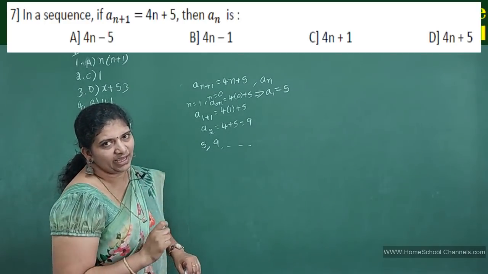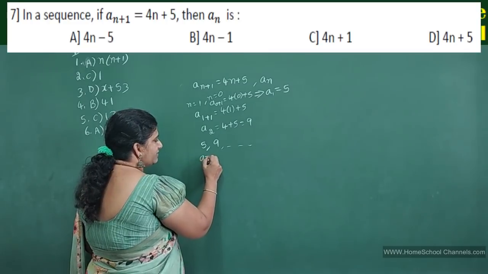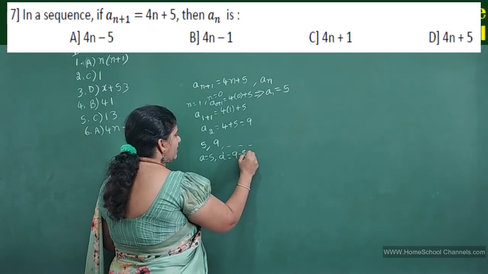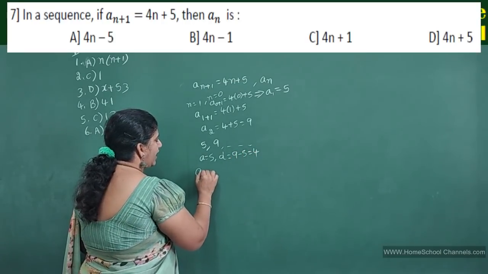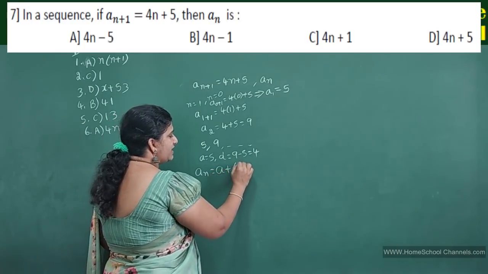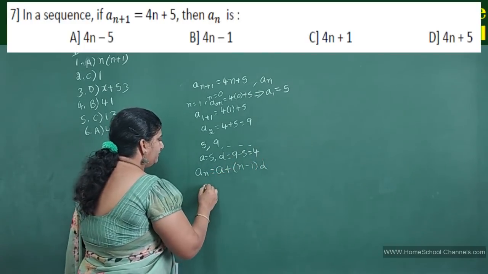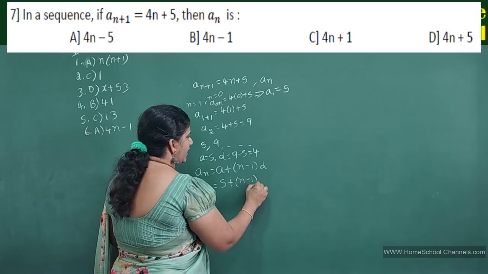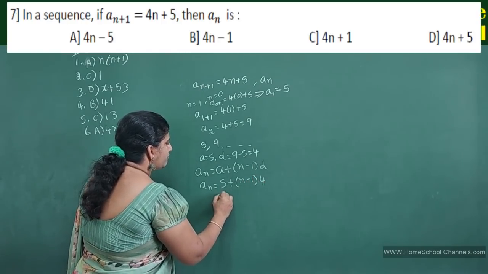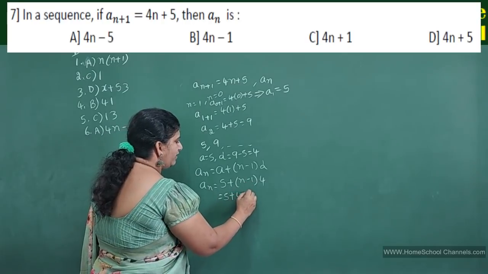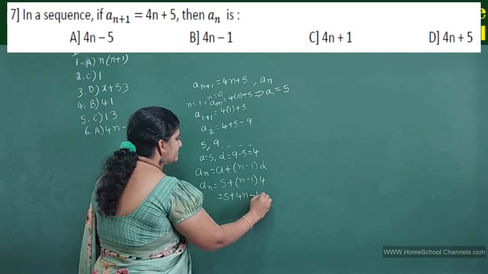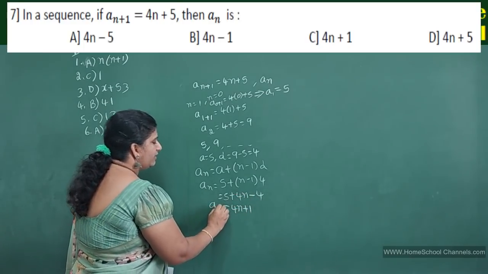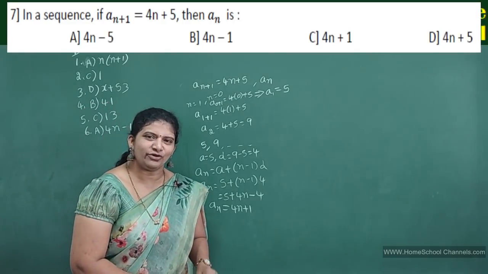Now, I need to find nth term. Right here, A value is 5 and D value is A2 minus A1. 9 minus 5 is 4. AN formula is A plus n minus 1 into D. AN is equal to A value is 5, n minus 1 into D value is 4. Remove from brackets, 4 into n, 4n. Plus into minus, minus 4 ones are 4. 5 minus 4 will be 1. 4n plus 1. Nth term value is 4n plus 1.